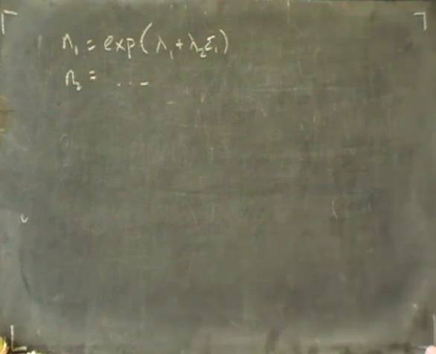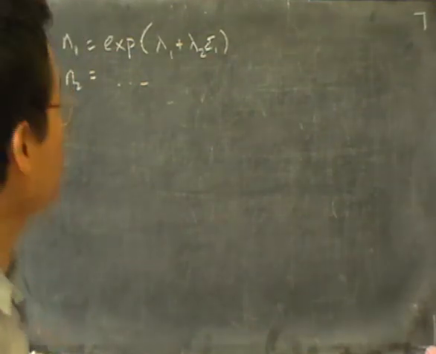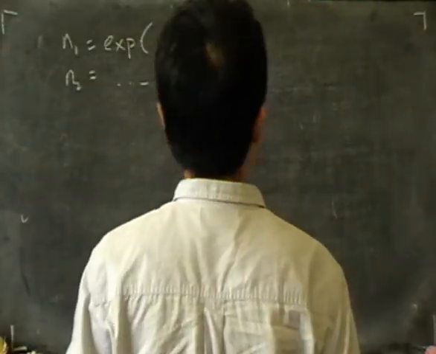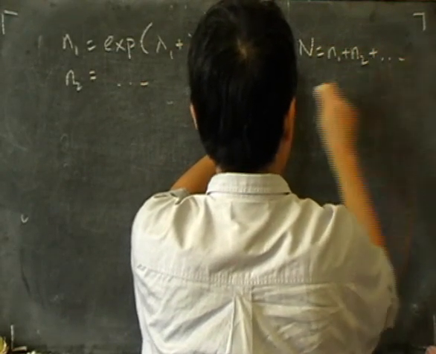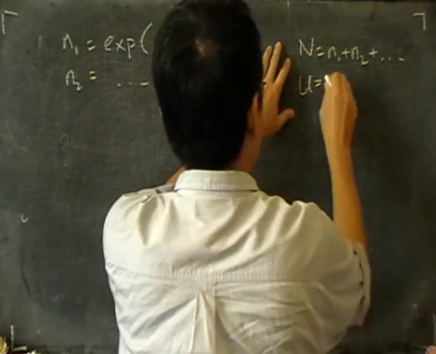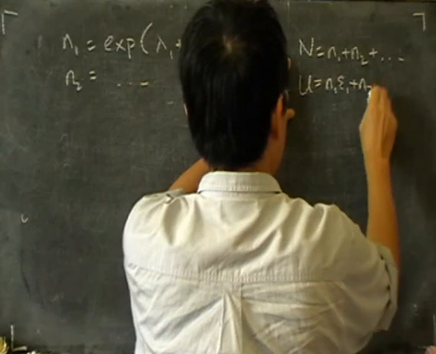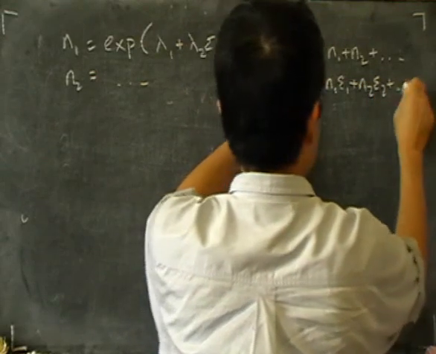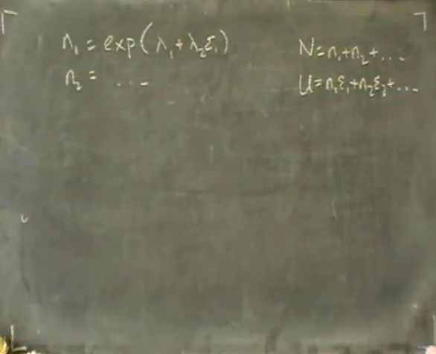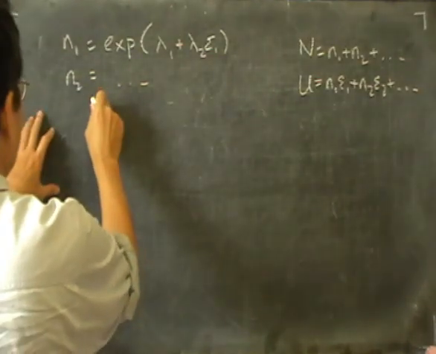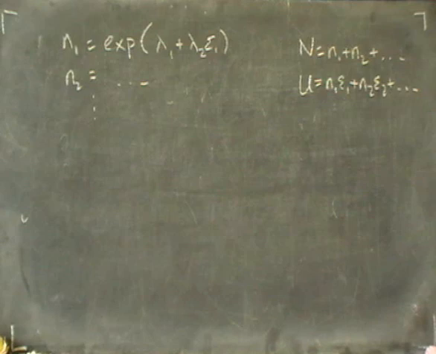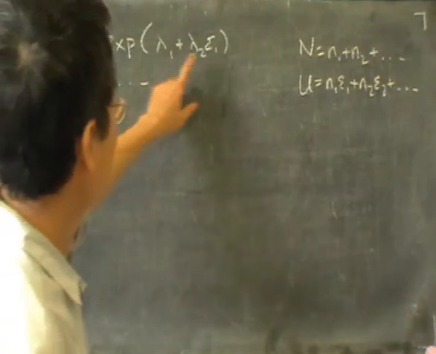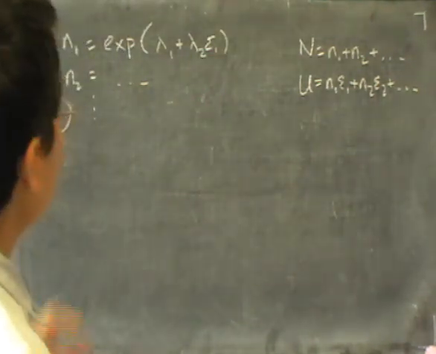Now we also have the equations for the constraints. These are n is equal to n1 plus n2 and so on. Energy U equals n1 epsilon 1 plus n2 epsilon 2 and so on. So we have all these. Now, is there enough equations to solve for lambda 1 and lambda 2? Well, let's have a look at how many equations there are.